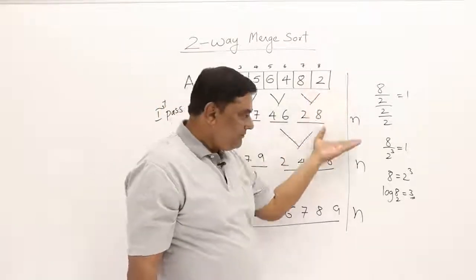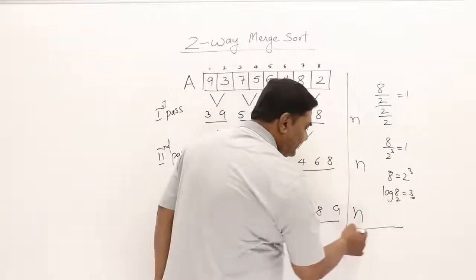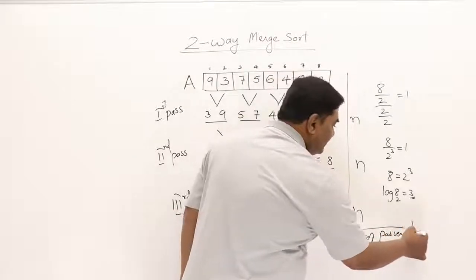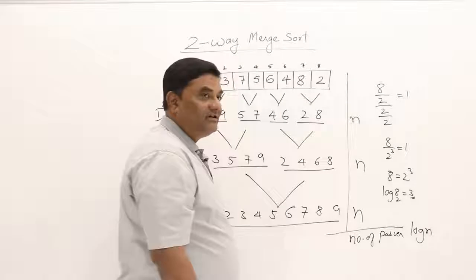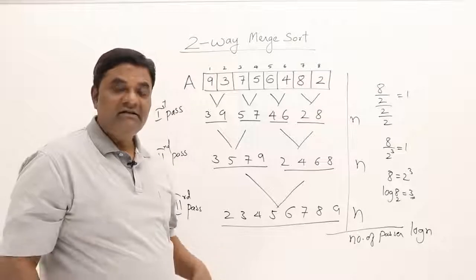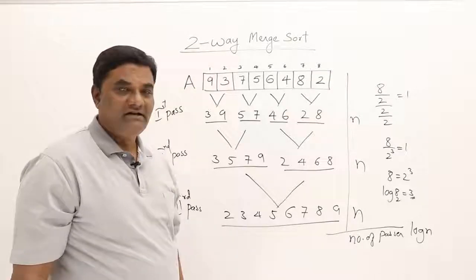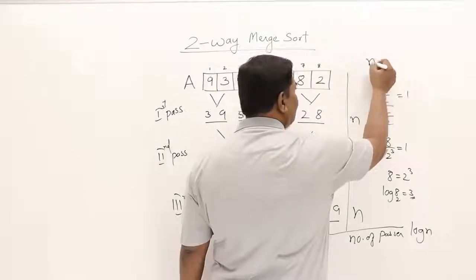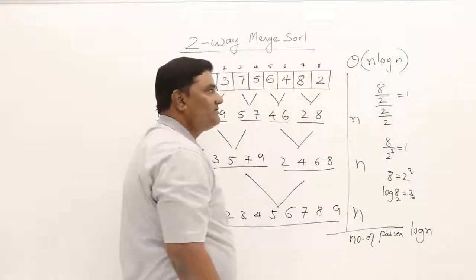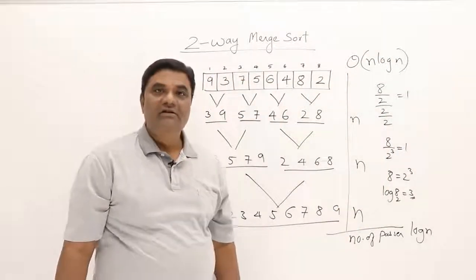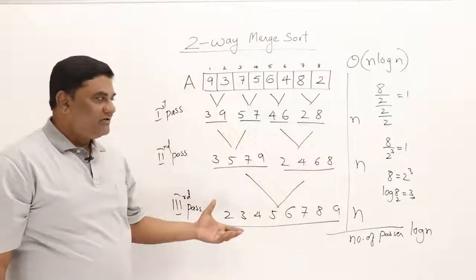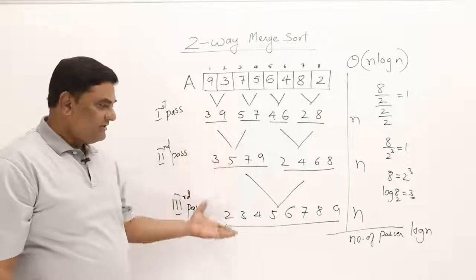So it means how many passes are required? Number of passes is log n, whatever the number of elements are. Now in each pass n merges are there and likewise log n passes are there. So total time is n into log n. Yes, I can take it as theta because there is a class available for this function n log n. So the time complexity for two-way merge sort is n log n. This is the working of two-way merge sort.